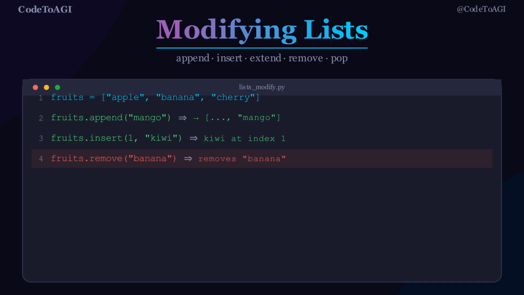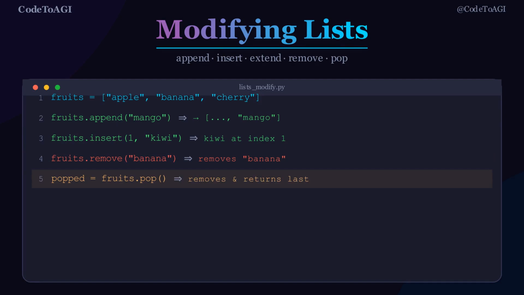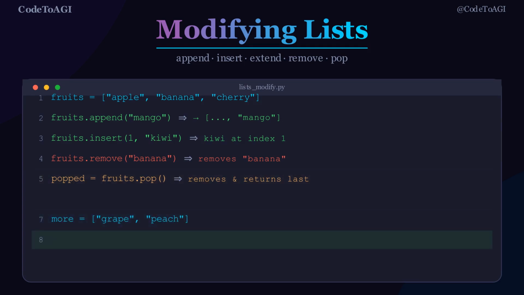To remove items, use remove or pop. Remove deletes the first occurrence of a value. Pop removes an item at a given index and returns it. With no index, pop removes the last item.